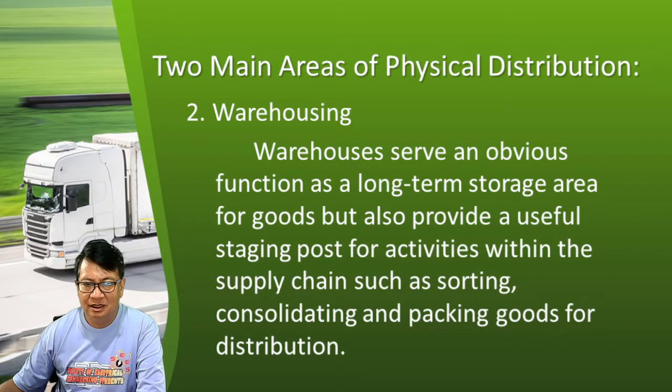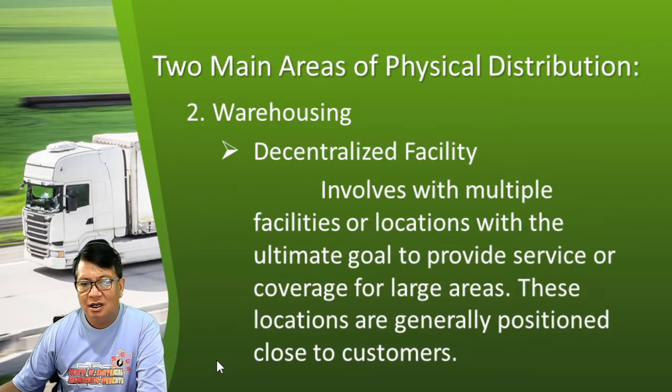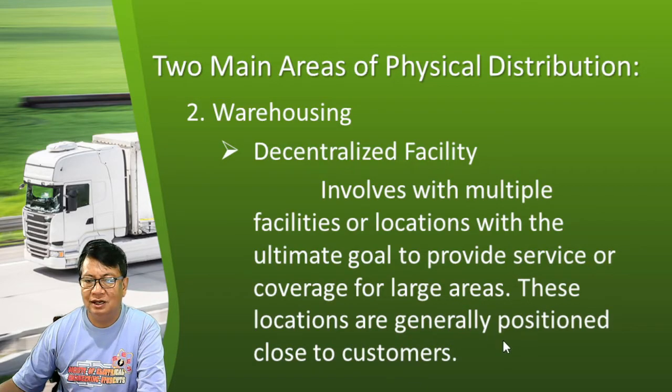Okay, so that is the second one, the warehousing. Next, we have these two types of warehousing, no? We have the decentralized facility. Of course, the second one is centralized, the opposite of decentralized. So ano po ba itong tinatawag natin na decentralized facility warehousing? It involves multiple facilities or locations with the ultimate goal to provide service or coverage for large areas. Yes, these locations are generally positioned close to customers.